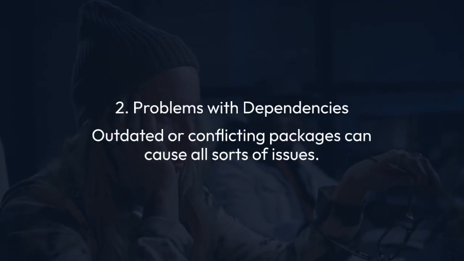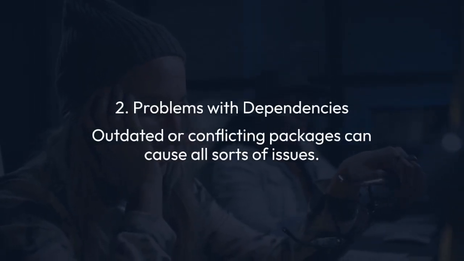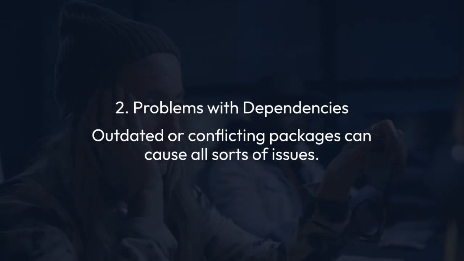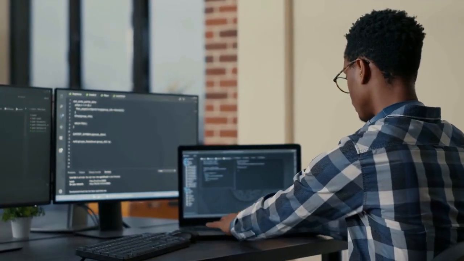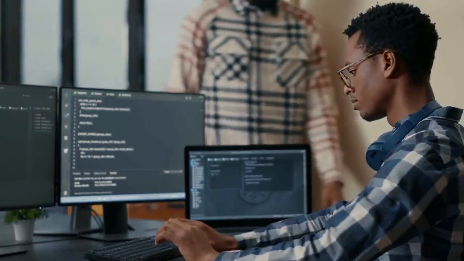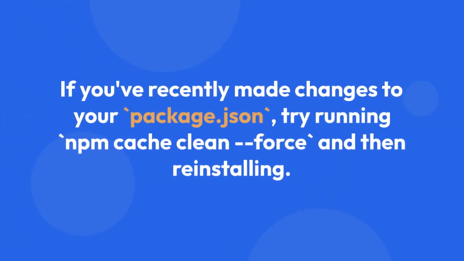2. Problems with dependencies. Outdated or conflicting packages can cause all sorts of issues. Make sure you're using the latest versions of your dependencies by running npm install or yarn install. If you've recently made changes to your package.json, try running npm cache clean --force and then reinstalling. If you're working with a monorepo or a complex project, verify all the dependencies are correctly installed and synchronized.